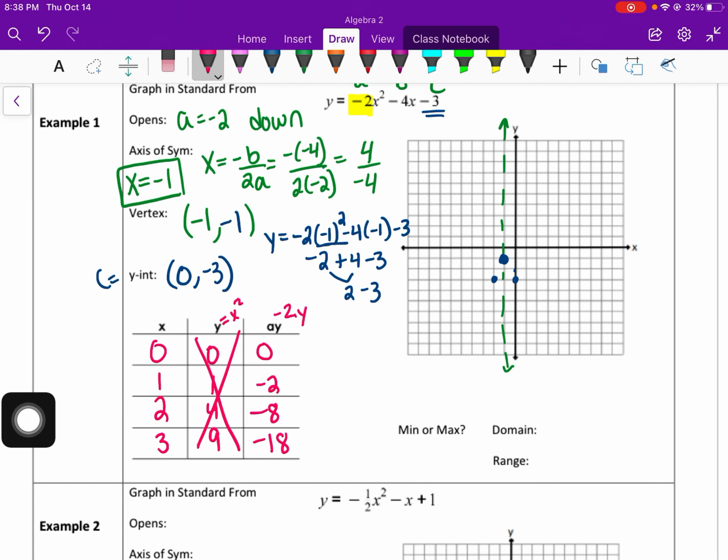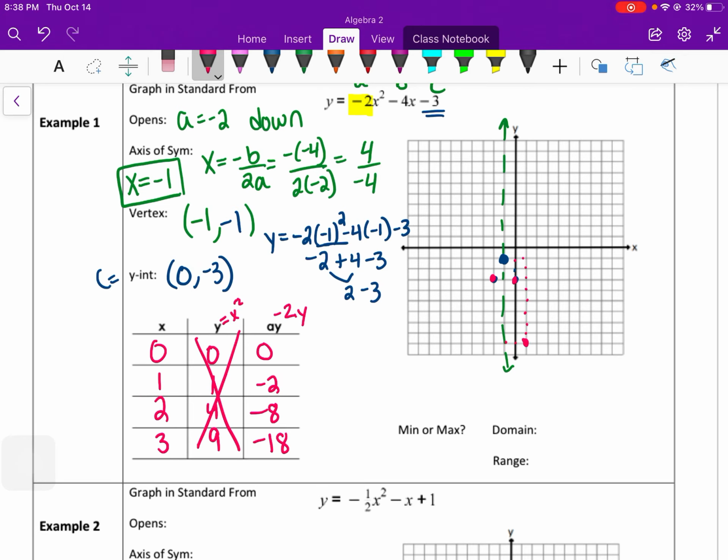And then 1 down 2. So over 1 down 2, that's my y-intercept. I already had that graphed. Then over 2 down 8. So over 2 down 8. Make sure you're going from the vertex. So over 2 and then 1, 2, 3, 4, 5, 6, 7, 8.